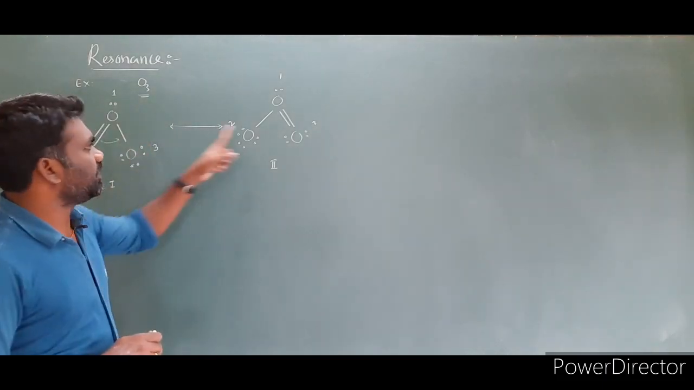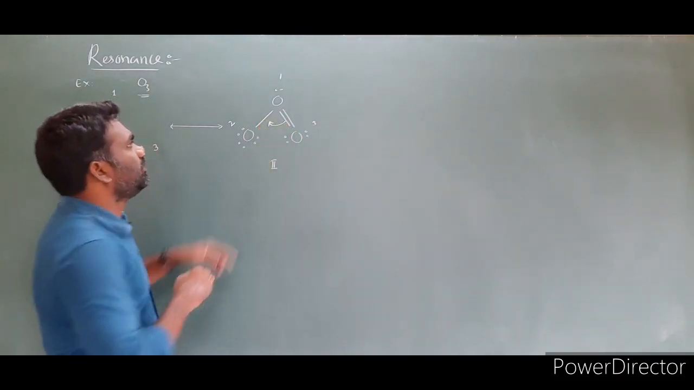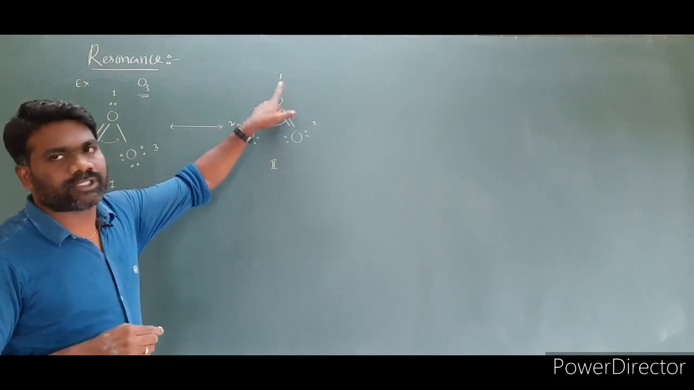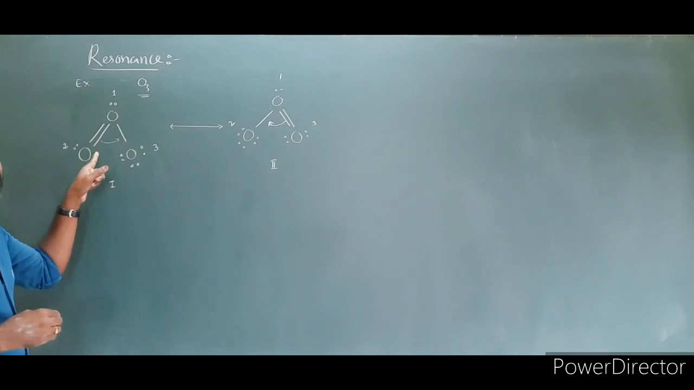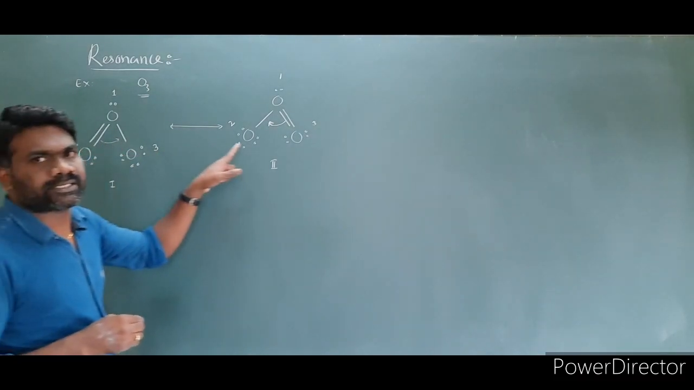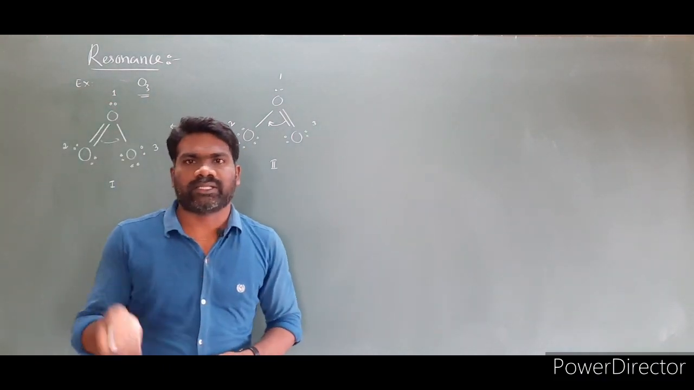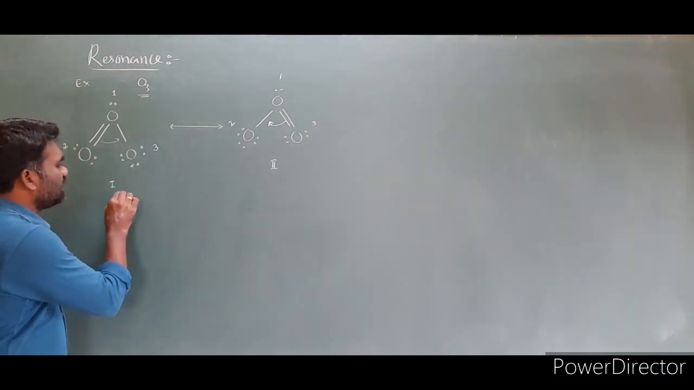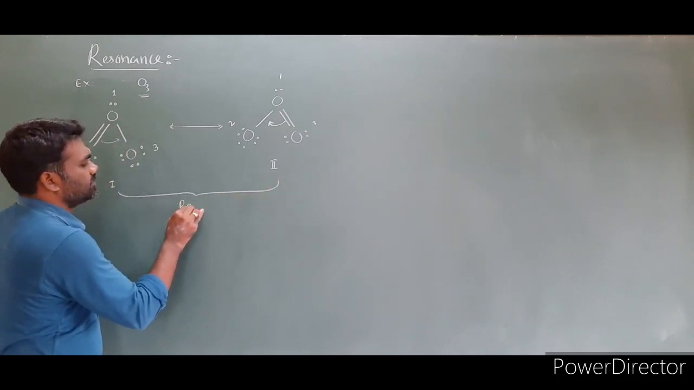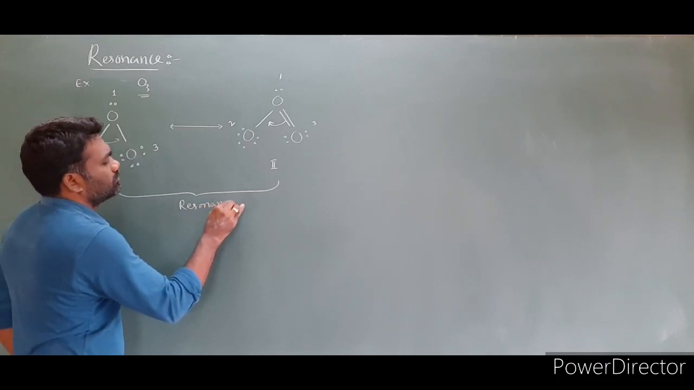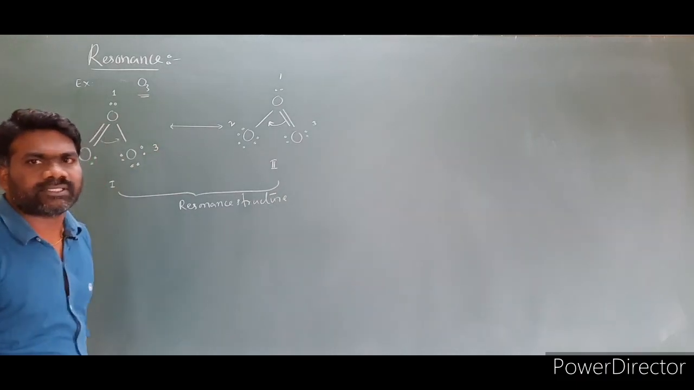Now this structure is converting into this structure. If the double bond between the first oxygen and third oxygen is moved to the first oxygen and second oxygen, you will get this structure. If this bond is moved to here, you will get the other structure. So these 2 structures are interconvertible. These 2 structures we call resonance structures.